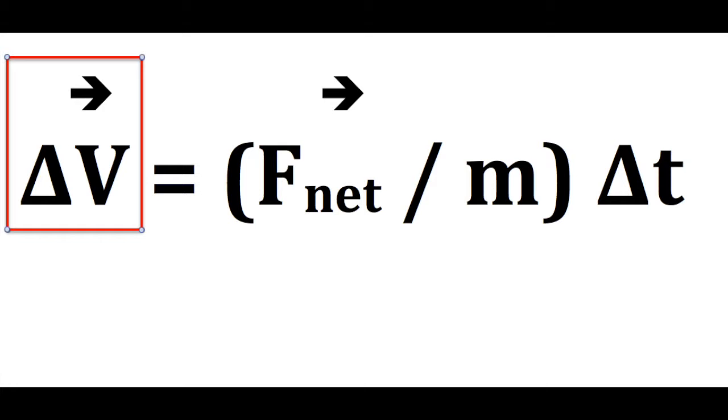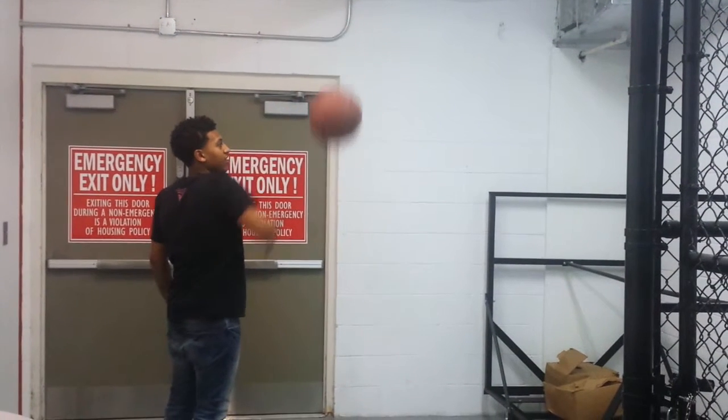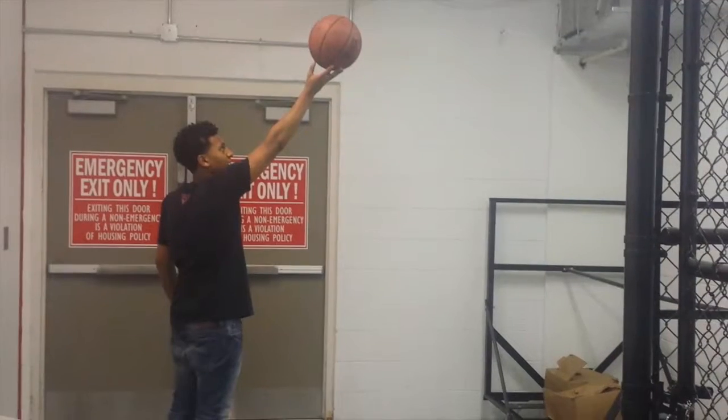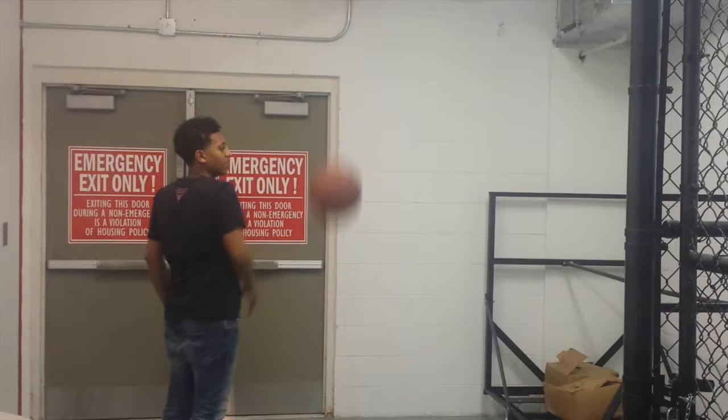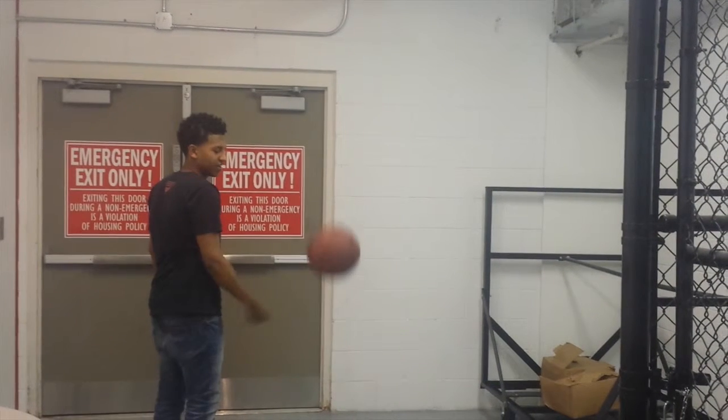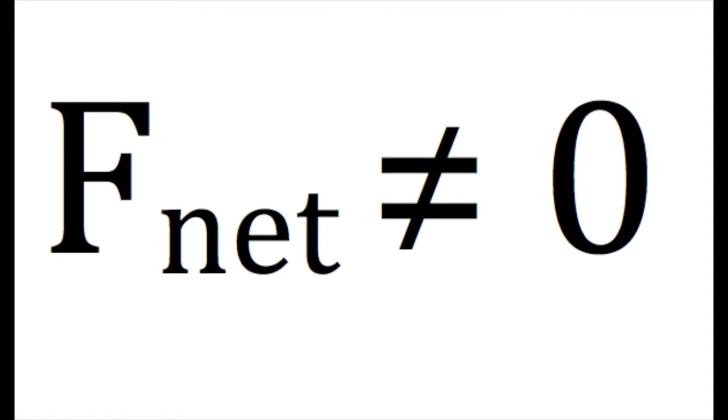In my lab, I will be examining Newton's second law by observing the change in velocity of an object falling straight down. I chose to drop a basketball and watch its motion from rest. In my observation, I found that the ball's downward speed increased over time. According to Newton's second law, we can conclude that this change in velocity is due to a non-zero net force.